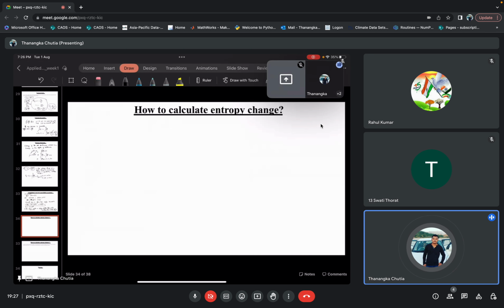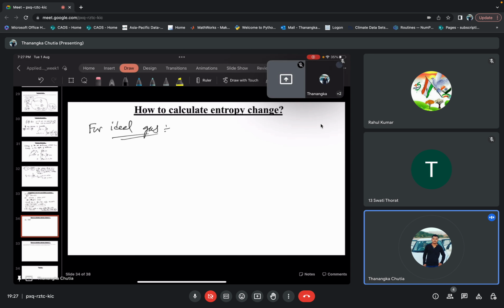Now how do you calculate entropy? We will get this calculation of entropy from the steam table when we deal with power plants and all, but right now I will show you the formulas to calculate entropy change for an ideal gas.